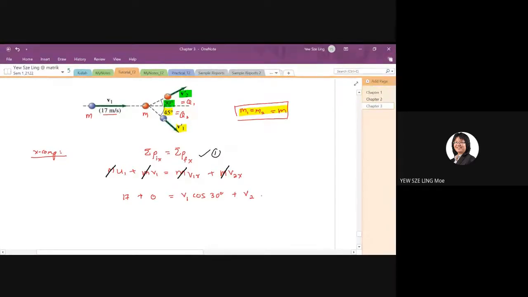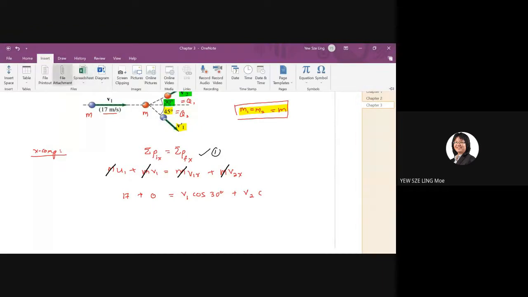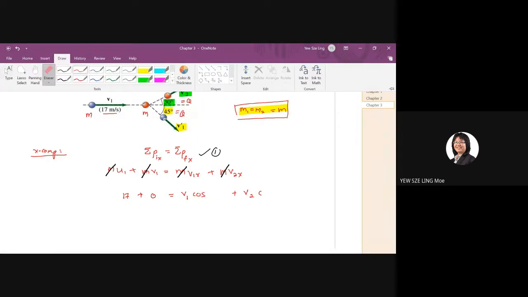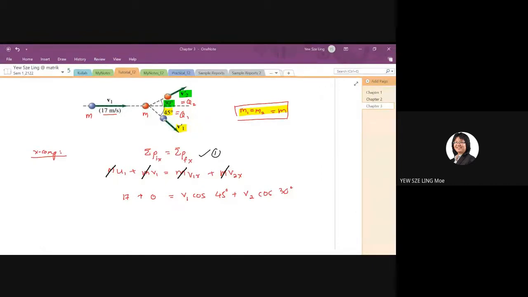V2, sorry, I made a mistake in my diagram. This is not 30, this should be 1, this should be 2. So theta 1 is 45 degree, theta 2 is 30 degree. So V1 cos 45 degree and V2 cos 30 degree. All right. So let's see, how are we going to solve it?